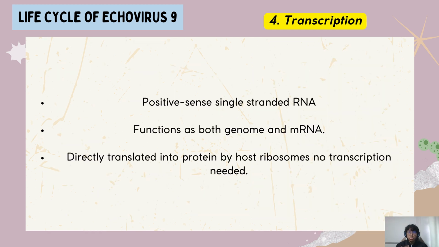Now, onto transcription. Normally, when a cell reads genetic instructions, it starts by copying a specific part of the DNA sequence, known as a gene, into an RNA sequence. For most DNA viruses, this is a crucial step because they need to transcribe their DNA into mRNA before any proteins can be made. However, echovirus 9 or E9 operates differently. Since E9 is a positive sense single-stranded RNA virus, it does not need to go through transcription at all. The positive sense RNA acts as both the genetic material and messenger RNA or mRNA. This means as soon as E9's RNA enters the host cell, it can immediately be translated into proteins by the host ribosomes, bypassing the transcription step entirely.